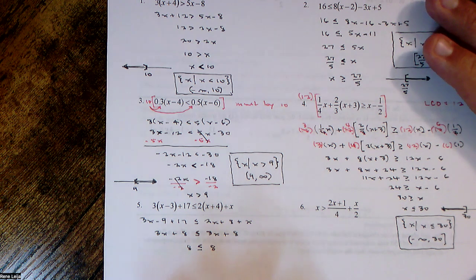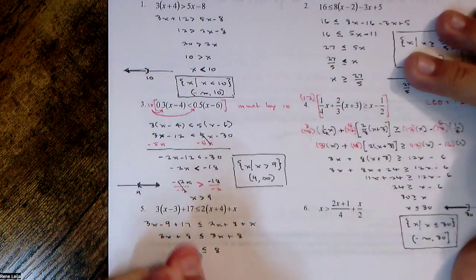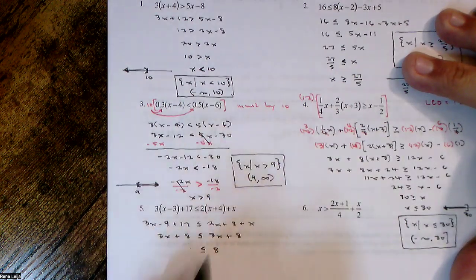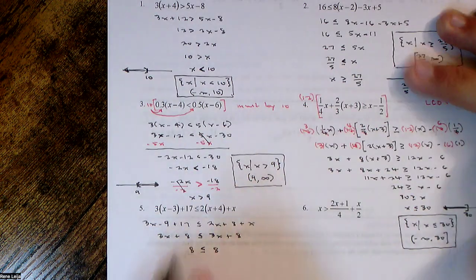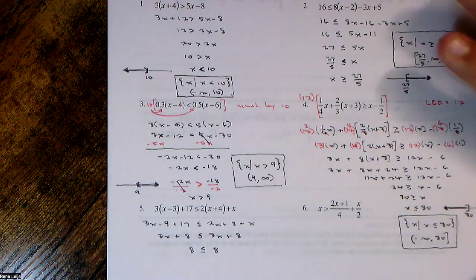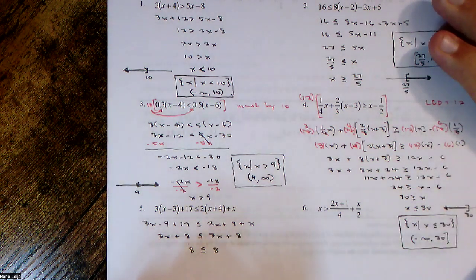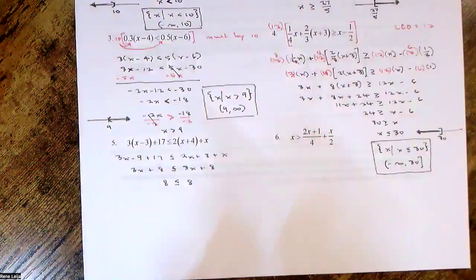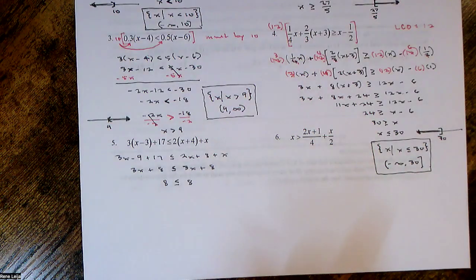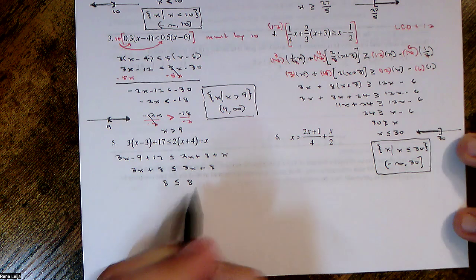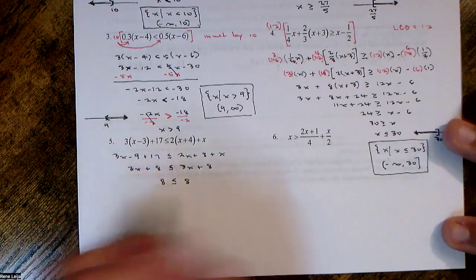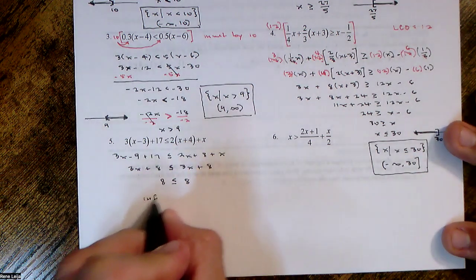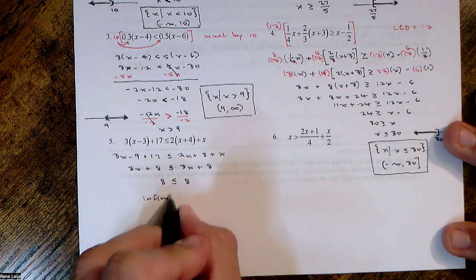Now notice how we lost the variable, but is this a true statement? Is 8 less than or equal to 8? Well, 8 is not less than 8, but it is equal to 8. That's a true statement. Okay, so remember when we talked about our equations, we had a conditional equation, then we had an identity, and then we had the no solution, the contradiction. Well, this would be an identity because 8 does equal 8. And if that's the case, then that means we have an infinite solution.